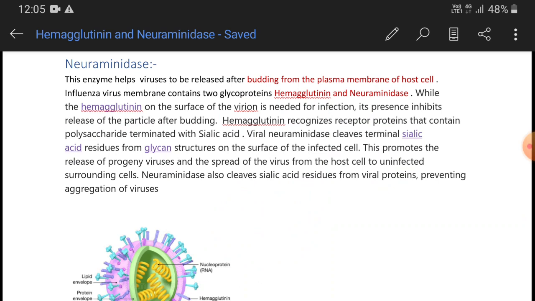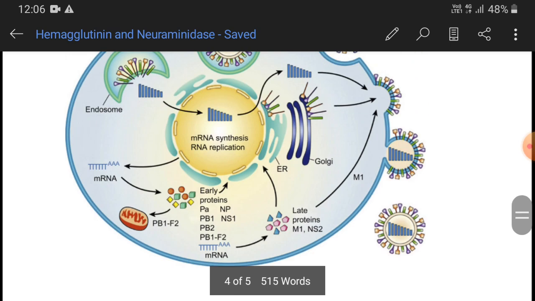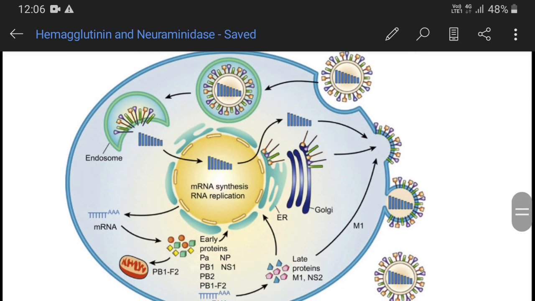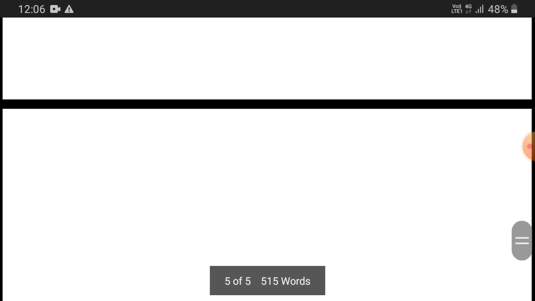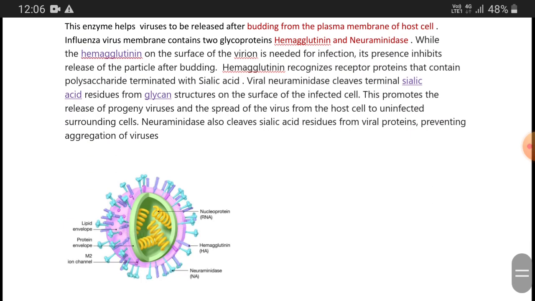Because remember, the virus entered the host cell due to the sialic acid receptors, right? So after the budding process there is a chance that the hemagglutinins of the newly synthesized viruses again interact with the sialic acid receptors present on the host cell. As a result, the virus cannot be released or removed from the infected host cell.